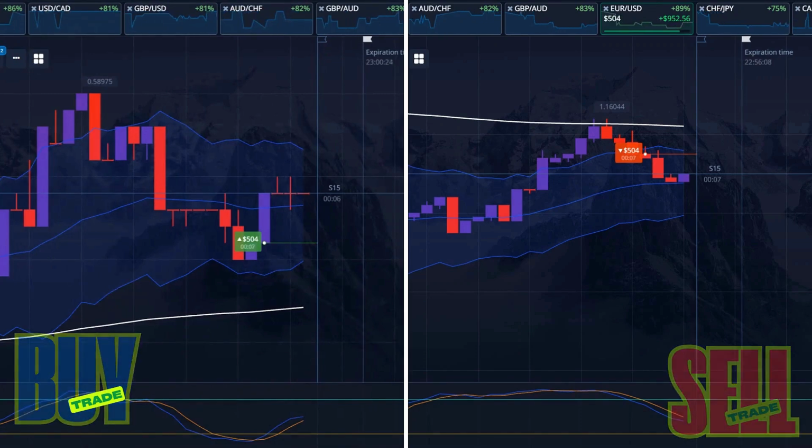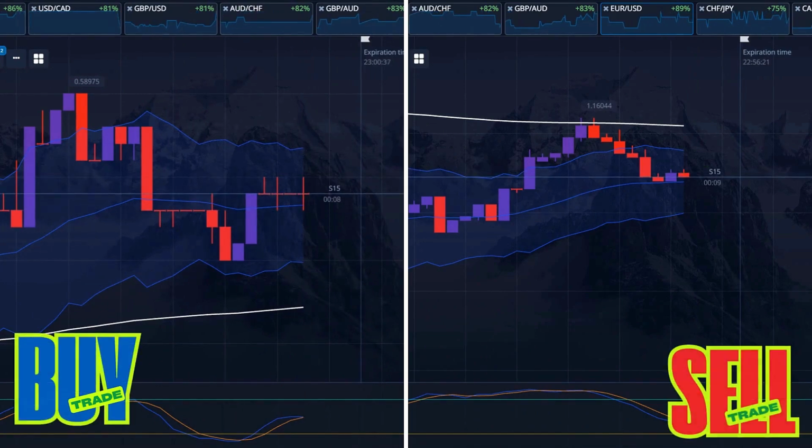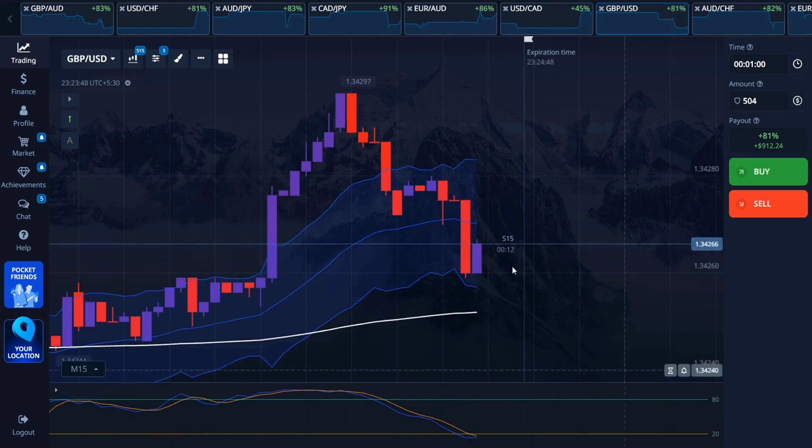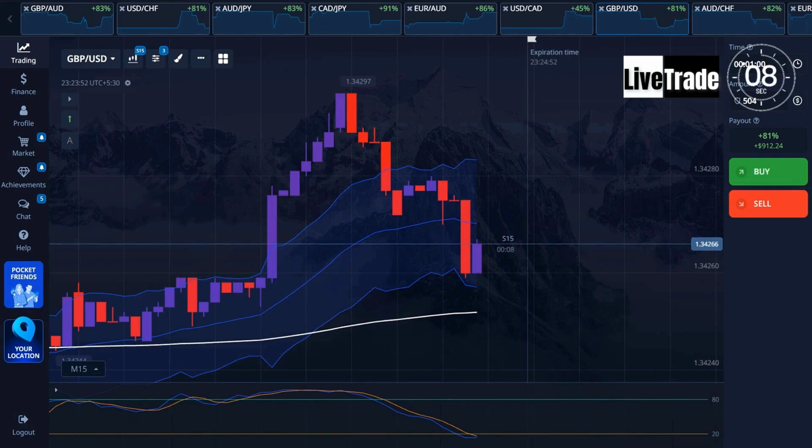Quick tips: trade during the London and New York session overlap for more reliable moves. Avoid trading 30 minutes before and after major economic news. And remember, patience is key. Wait for all 3 confirmations before entering. Everything, including indicator settings and extra tips, is in the description below, so check that out later.